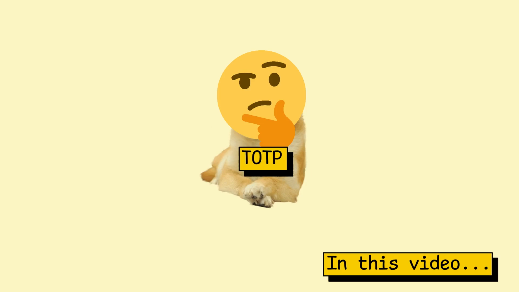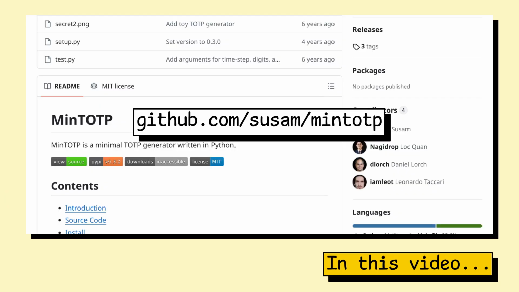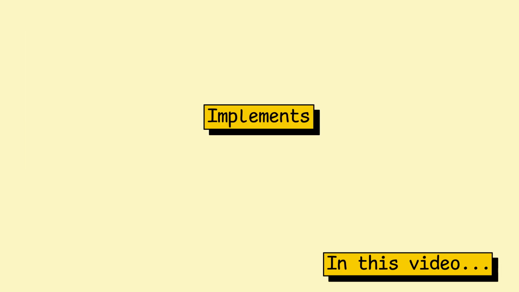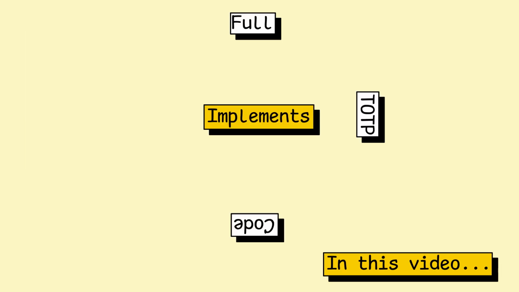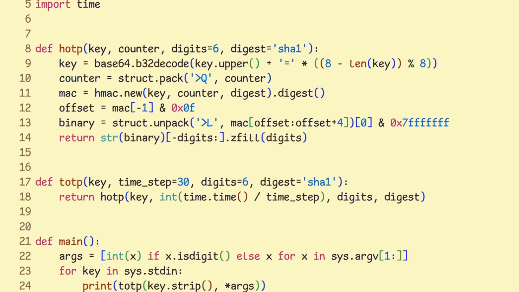Have you ever wondered how your phone and the server can agree on the same secret code at the exact same time? We're going to look at a Python script from a repository called minOTP, which implements a full TOTP code generator in just a few lines. Here is the entire code example.